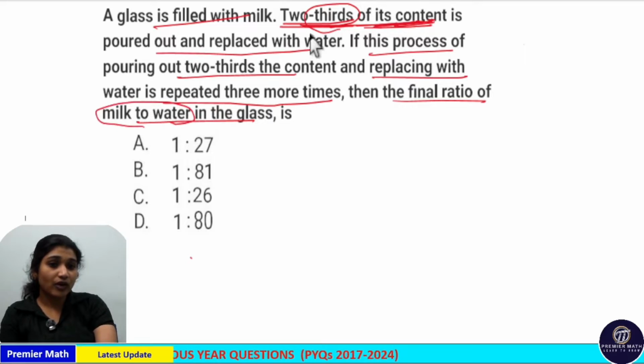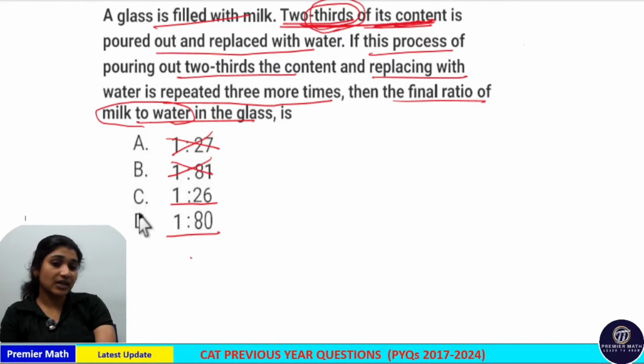So milk plus water should be a multiple of 3 here. So 1 plus 27 is 28, not a multiple of 3. 1 plus 81 is 82, not a multiple of 3. But 1 plus 26 is 27 and 1 plus 80 is 81. So either C or D can be our answer.